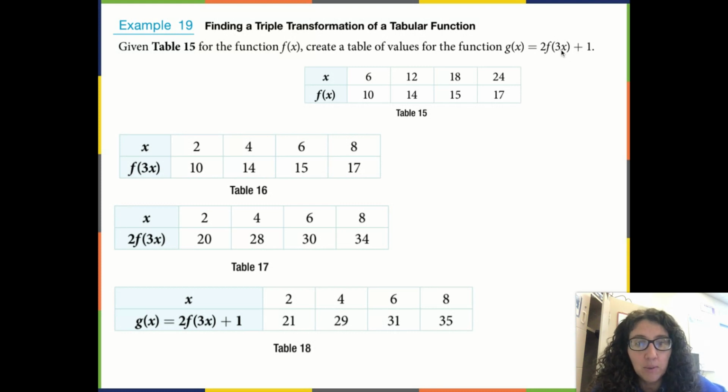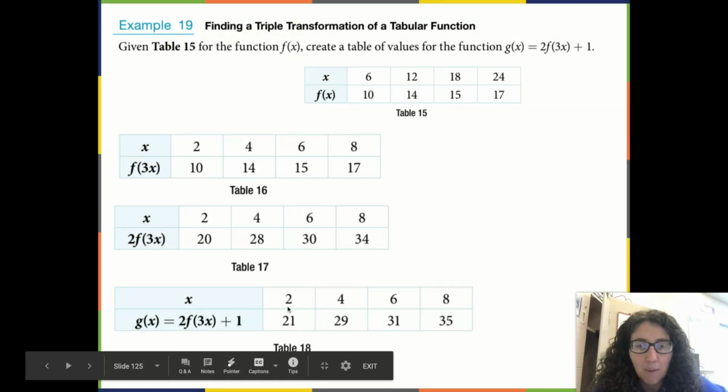Let's start from the inside, the horizontal compression. So let's see, we started with input values of 6, 12, 18, 24. A horizontal compression means this input value I'm going to have to multiply by 3 to get that one. So I'm going to divide each of these inputs by 3 to get this. My outputs stay the same, right? So horizontal compression by 3. And now a vertical stretch by 2. My inputs stay the same, and my outputs, I'm going to multiply by 2. And then my last step is my vertical shift up by 1. So I just add 1 to each of these output values. And that would be my final answer.